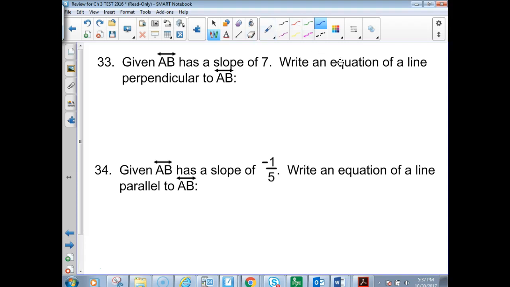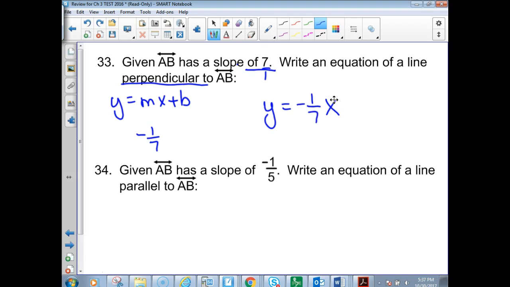Given line AB has a slope of 7, write an equation of a line perpendicular to line AB. Okay, well, we can have a lot of varying answers. The format I'm going to use is y equals mx plus b. You can have b be 0, you can have b be any number you want. The problem is, if you want it to be perpendicular to a line with a slope of 7, it has to be the negative reciprocal of 7, which would be -1/7. So any equation you write with a -1/7 slope would be an accurate answer.